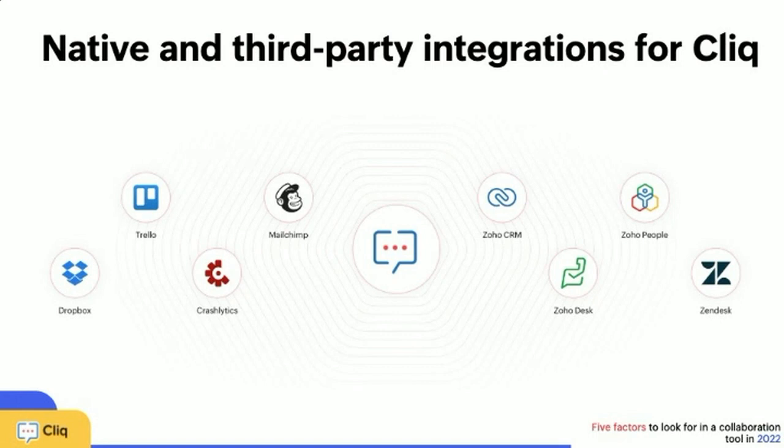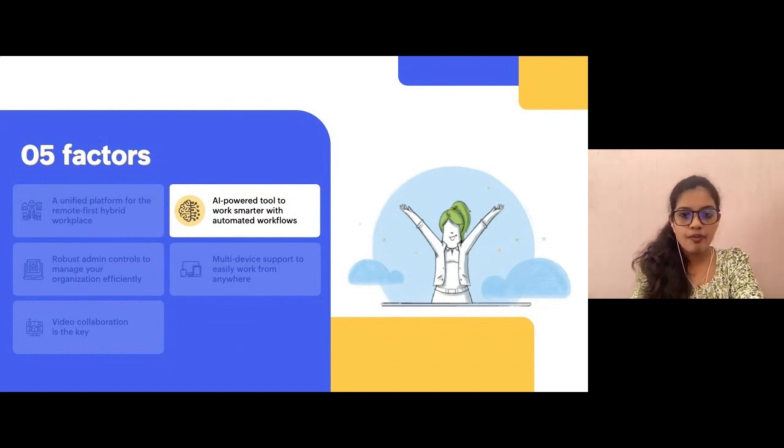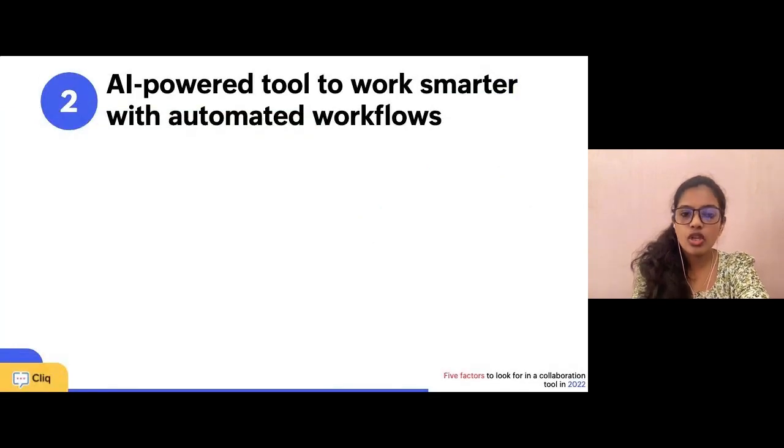The second factor is that you must adopt a team collaboration tool with a dynamic AI-powered platform, as it will help you work smarter and get things done faster. The tool you use must be constantly growing and adapting to artificial intelligence. Artificial intelligence, that is AI, will hold a key place in the future workspace.